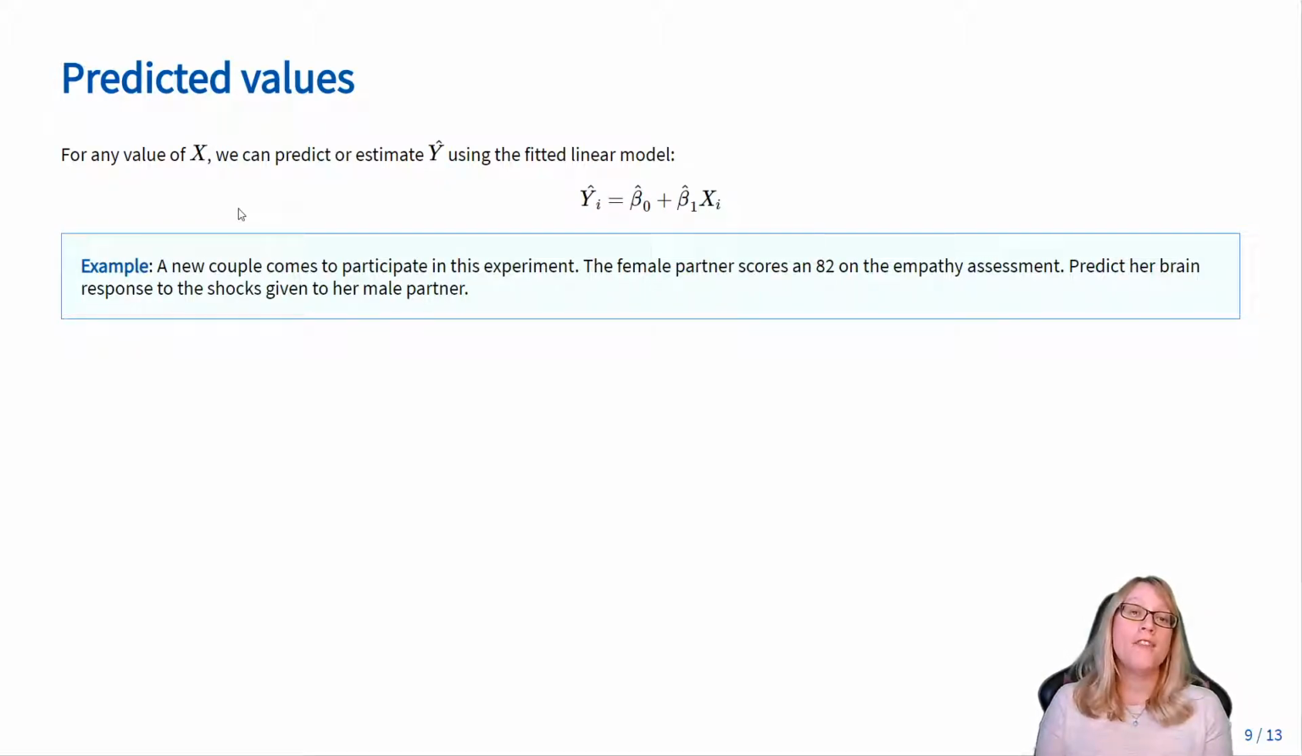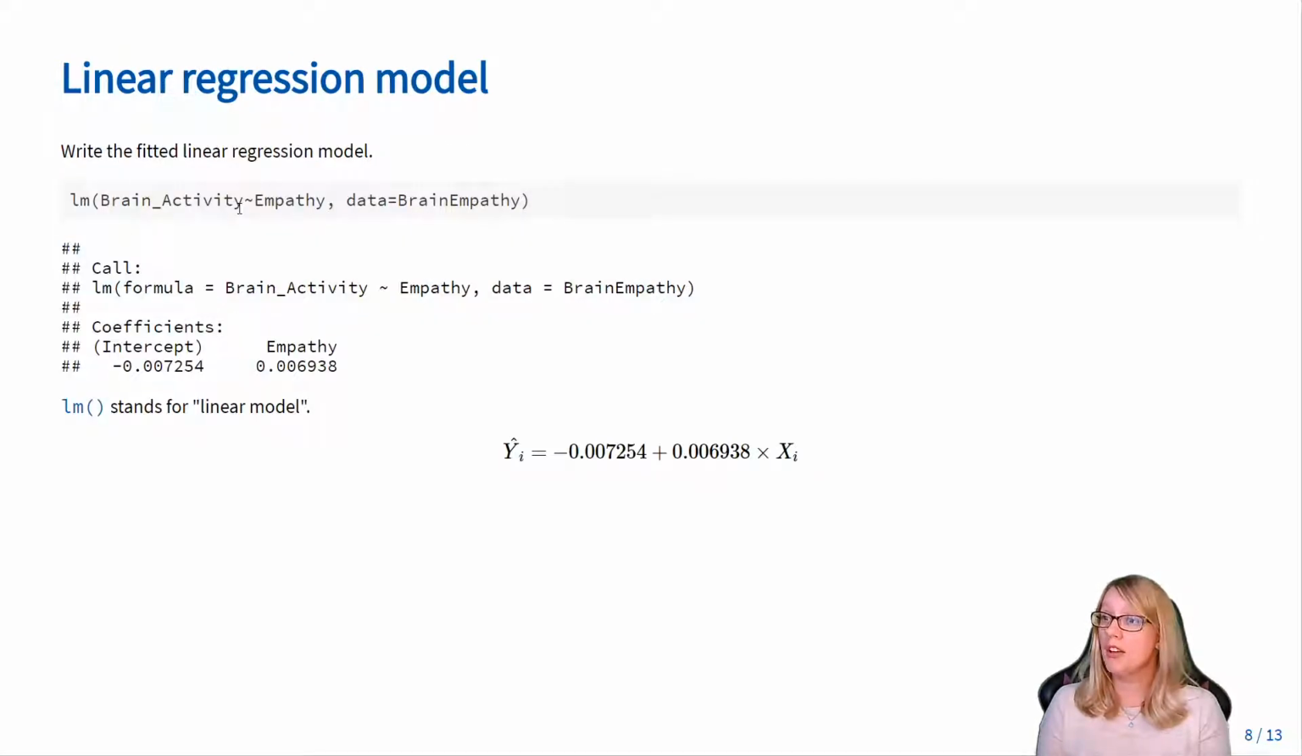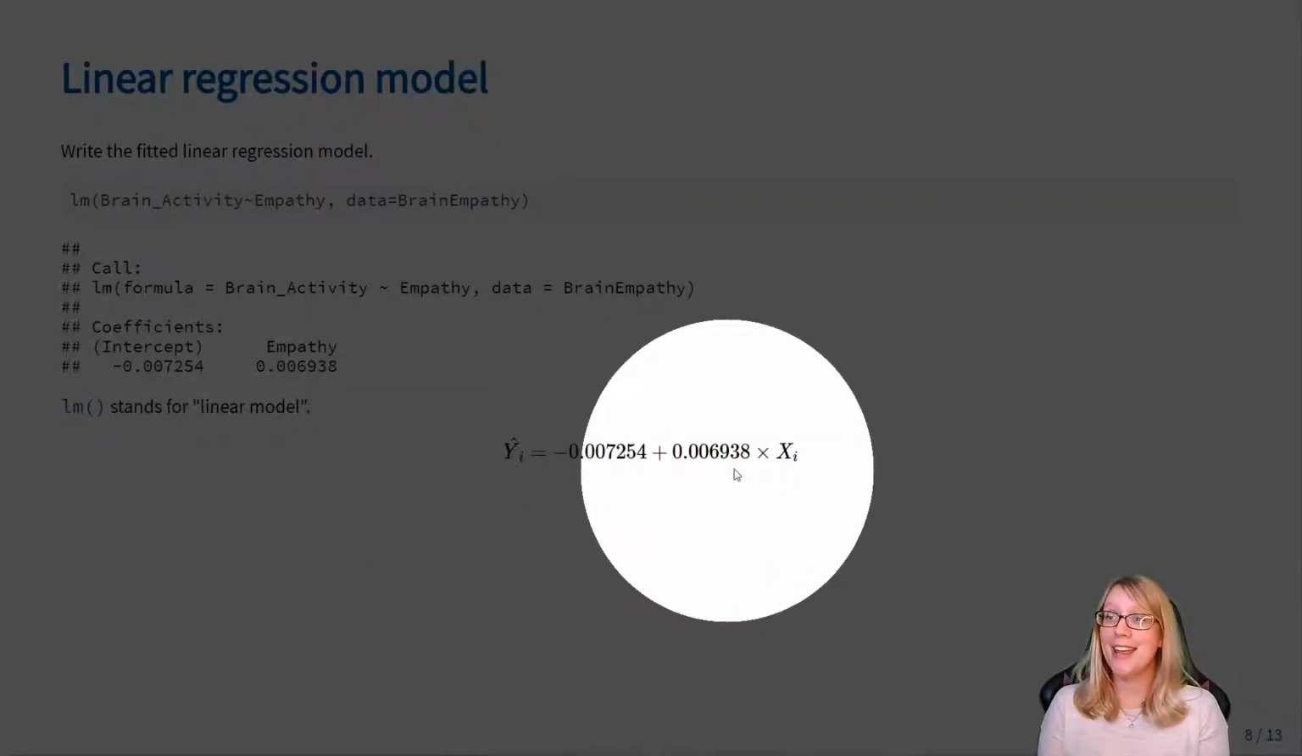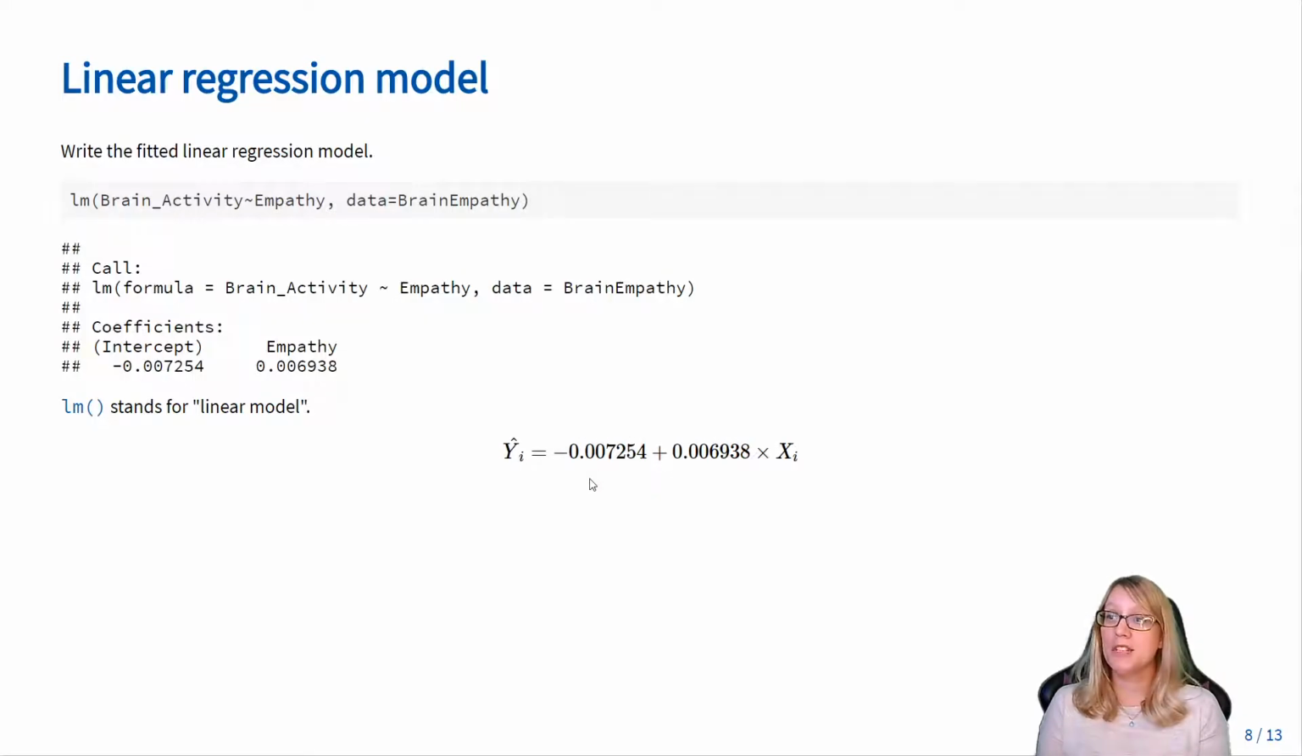Now for any value of x, we can make a prediction using this fitted linear model simply by plugging in that value of x. So let's see how this works with a new couple. The female partner scores pretty high on the empathy assessment. She scores an 82. Let's predict her brain response to those shocks that are being given. How would we do that? Well, we'll plug 82 into our regression equation. So we'll calculate 0.006938 times 82 minus 0.007 to get a predicted empathy score.